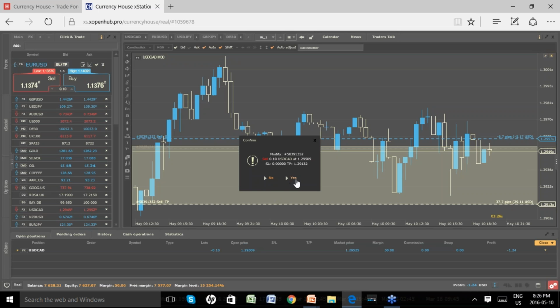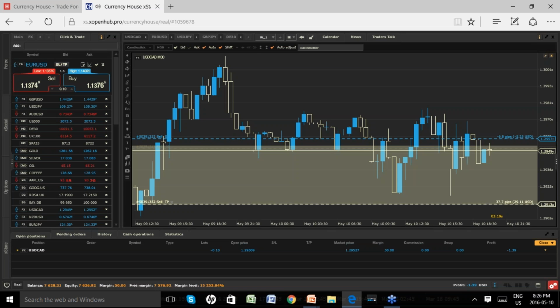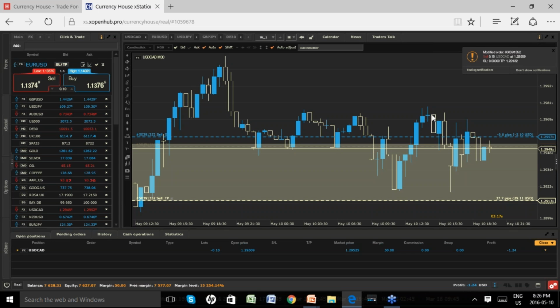It's barely anything. And once you have it at your level, you just simply let go, and then this confirm button is going to come up, which you press yes. And just like that, it's been modified. We can see the notification come up on the top here. So now we have our take profit in place.